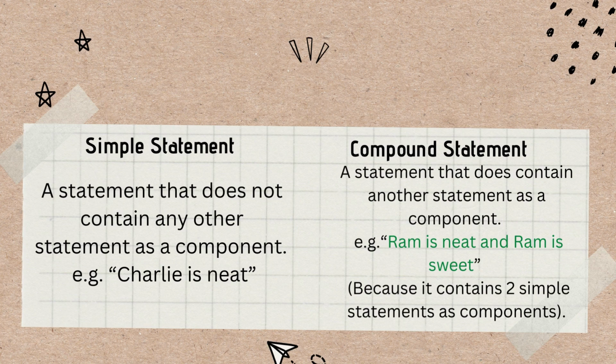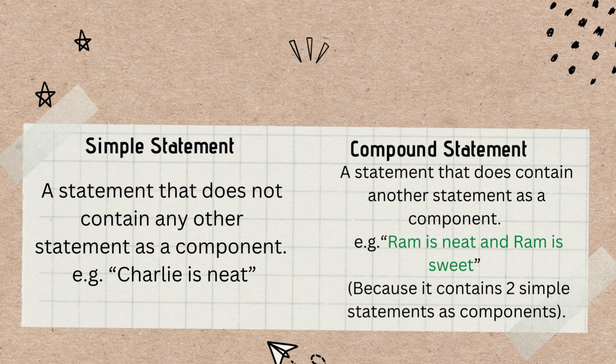So, what is a simple statement? A statement that does not contain any other statement as a component is called a simple statement. If you take an example, Charlie is neat. Charlie is neat is a statement, only one statement, which we also call a component. So, it only has one component. A sentence which has only one component is a simple statement.